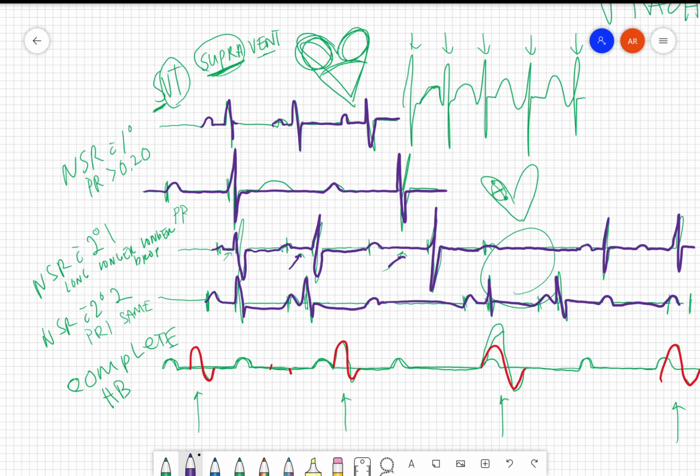And then complete heart block. She says, "Take out the trash, take out the trash, take out the trash," and he's like, "I'm going to take it out whenever I want."